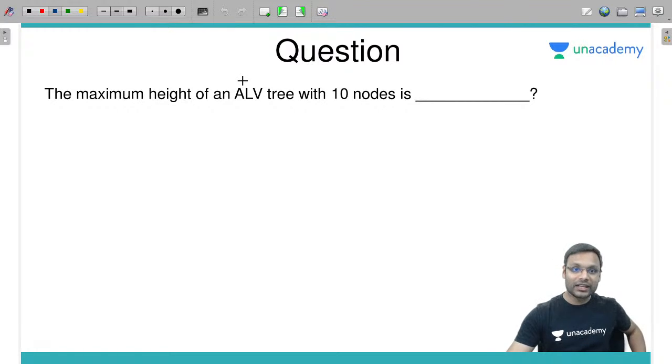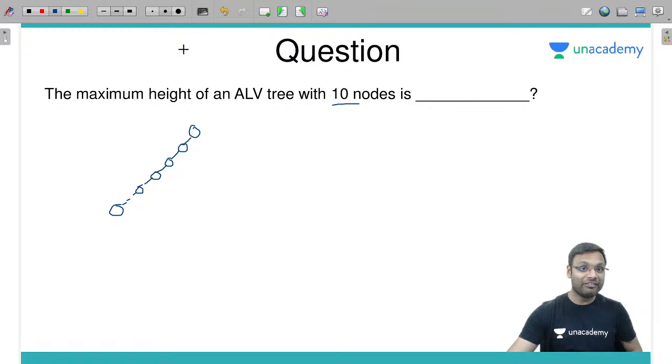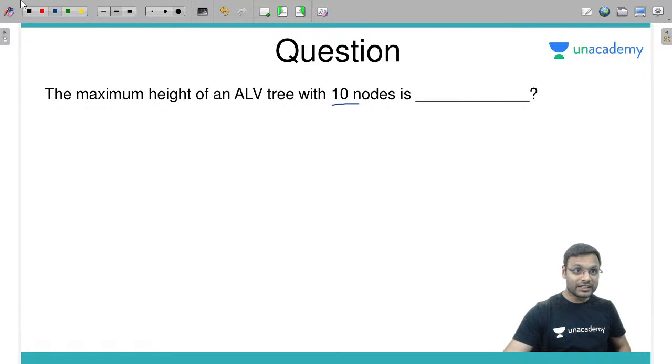Next question. The maximum height of an AVL tree with 10 nodes is? The maximum height of an AVL tree with 10 nodes is what? तो मैक्सिमम हाइट अगर बनाना है विद 10 नोड्स कैसे बनाएंगे? वेरी सिंपल, बना के देख लो. इज दिस पॉसिबल? AVL ट्री विद 10 नोड्स मैक्सिमम हाइट, इज दिस पॉसिबल? No. Why not? Just because AVL tree is a balanced tree. AVL tree is a balanced tree.